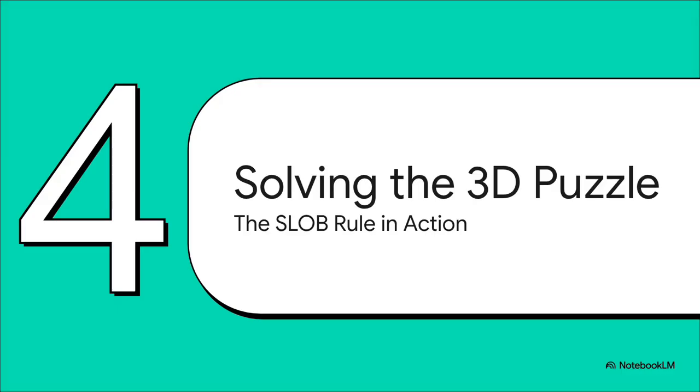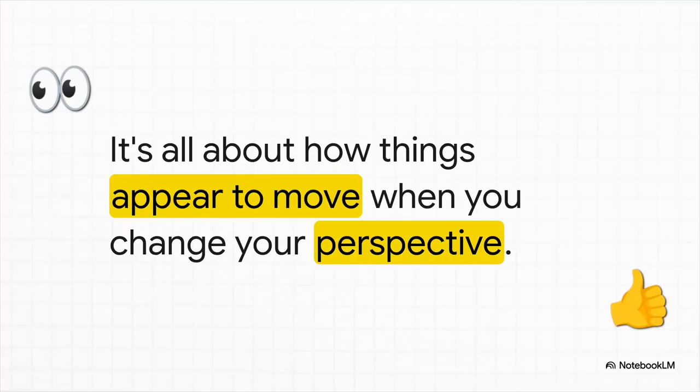All right, time to put on our detective hats and see how this SLOB rule actually works in practice. This is where a flat, boring image magically reveals its hidden depth. So the principle behind all of this is something called parallax. And you can actually see it for yourself right now.